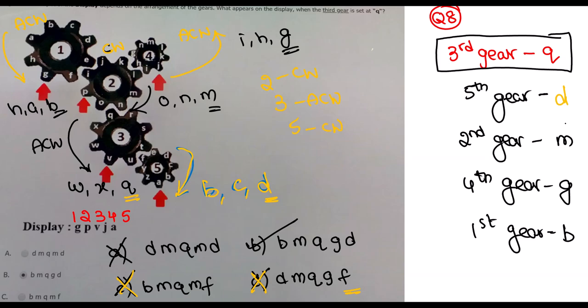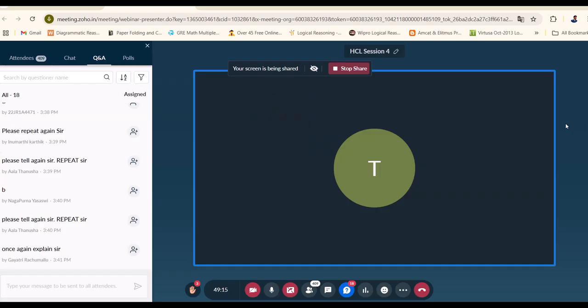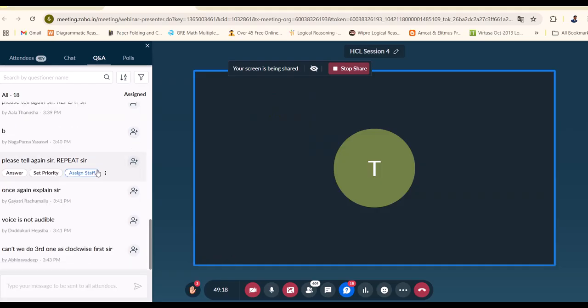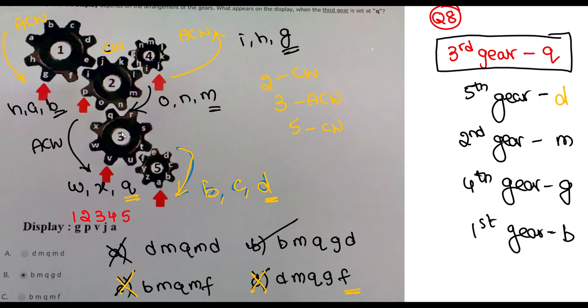Still not understanding means it's up to you. I have given you certain clues on how to handle that. If you do the third one clockwise first, it will take a lot of time. We need 5 steps, right? U, T, S, R, Q. You can do the third one clockwise also.